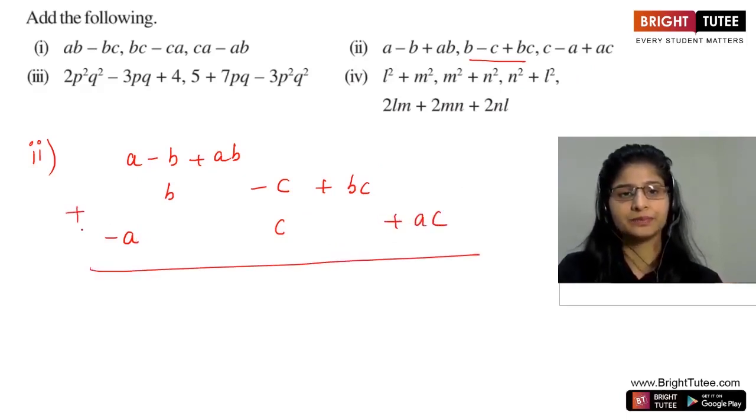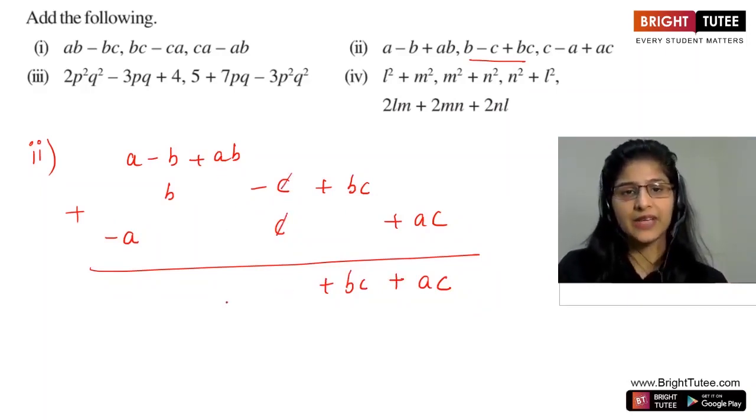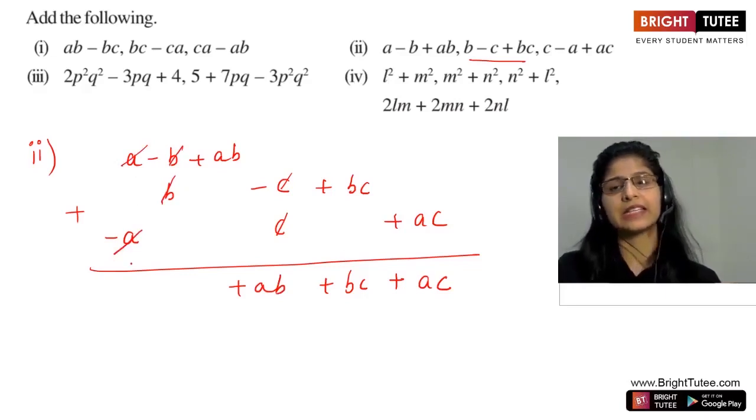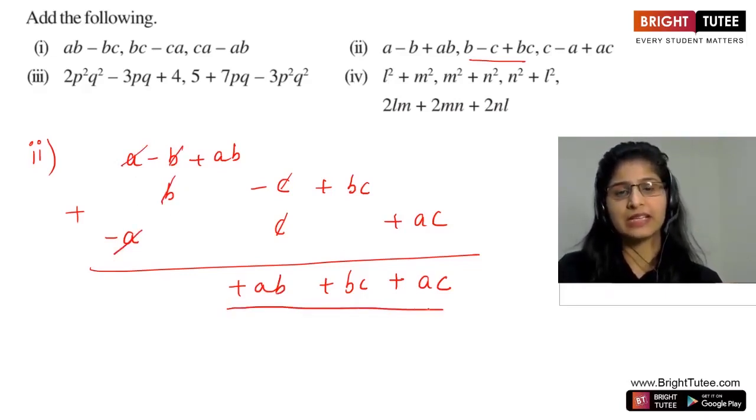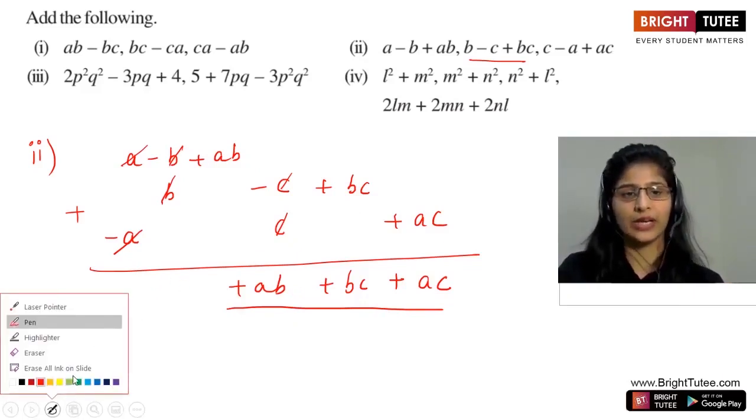Let us add them. AC will be written as it is with the sign. BC will also be written. Minus C and C, they will get cancelled. That means it is 0. There is no need to write that. Then we have plus AB. And minus B and B, they will get cancelled. These are zeros. So we just have the answer as AB plus BC plus AC. Right? So this is our answer. So this is how we add the given polynomials. Let us try the third one now.